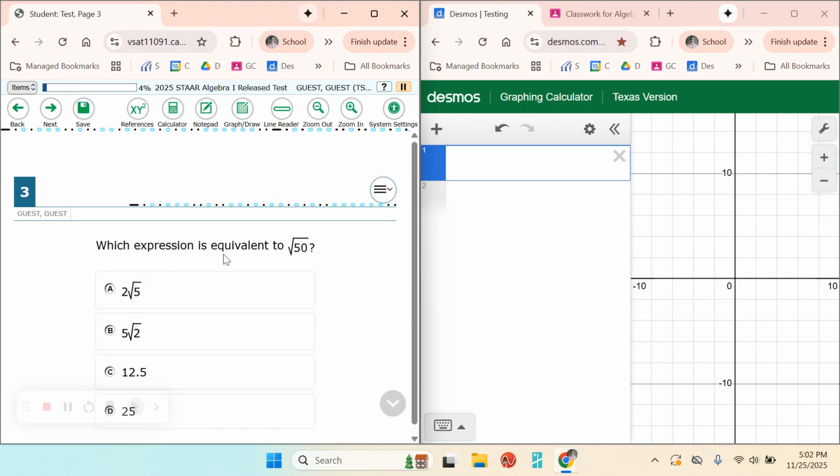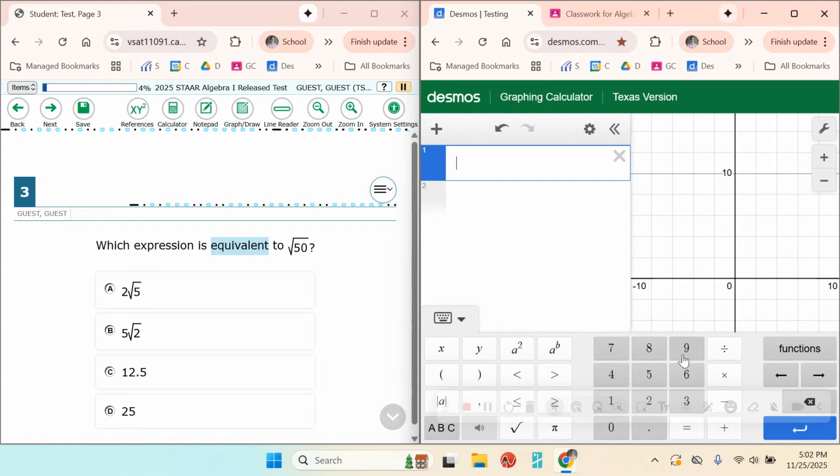Oh, question 3, and guess what, guys? We get this word again. We're going to get this one for free, and same thing. We're going to type this in, and we're going to figure out which one is the same. Now, if you're like me, and you're like, how the heck do I type that in there? On your calculator, you have this keyboard button right here. Open it up, and every symbol you need is popped up.